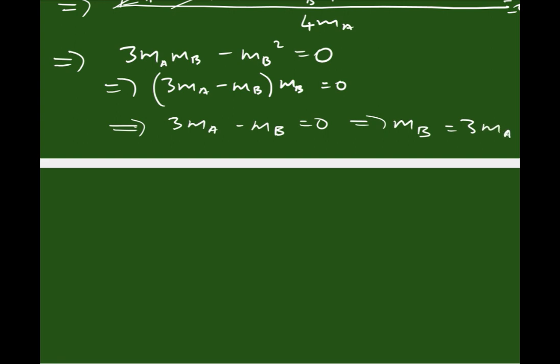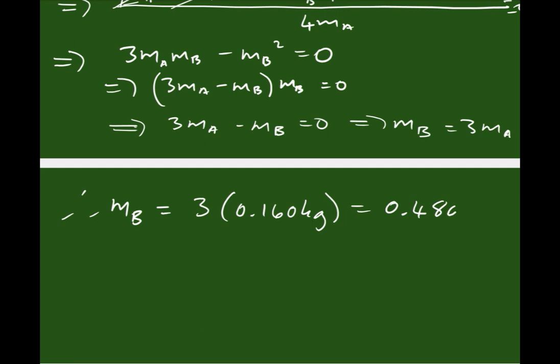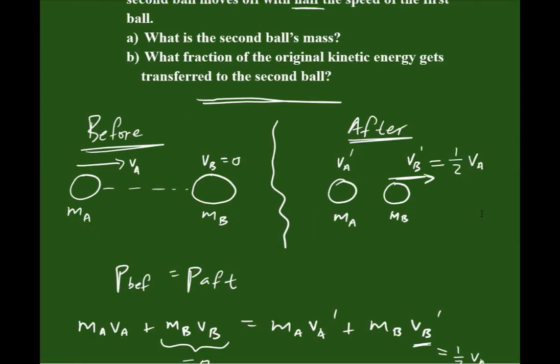And this means MB is equal to 3MA. And we know what MA is. So now we can calculate what MB is. So this is 3 times 0.160 kilograms, and this is 0.480 kilograms. So that's what the second mass is. That's its mass. Question B asks, what fraction of the original kinetic energy gets transferred to the second ball?